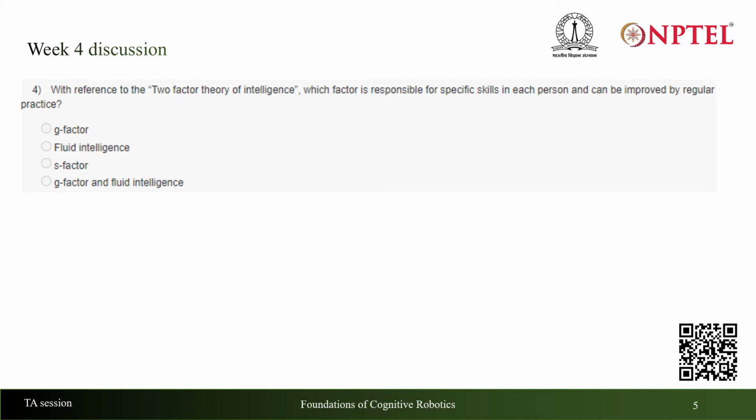Coming to question 4: with reference to the two-factor theory of intelligence, which factor is responsible for specific skills in each person and can be improved upon regular practice? So we have the G factor, the fluid intelligence, the S factor, or G factor and fluid intelligence. So the two-factor theory of intelligence gives the two factors as the G factor and the S factor. G stands for general, and S stands for specific. So the factor responsible for specific skills in each person, which can be improved by practice, by the name itself, is the S factor. So the difference between the G factor and the S factor is given as follows.